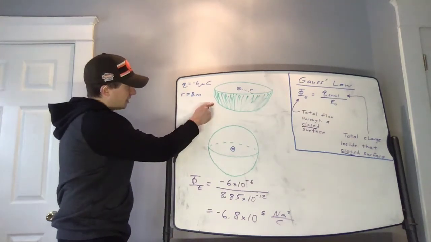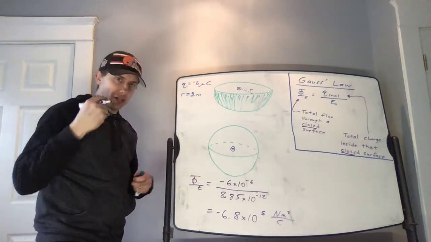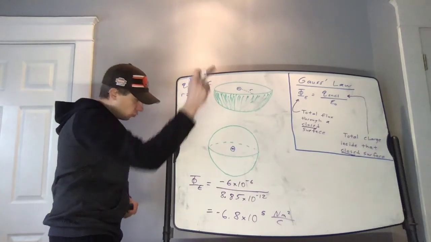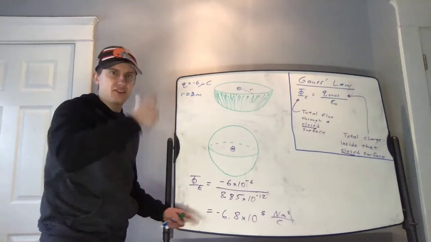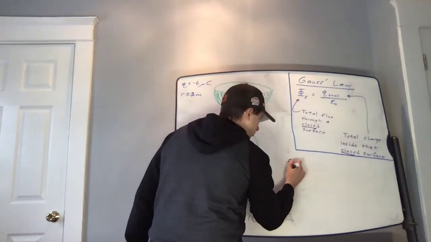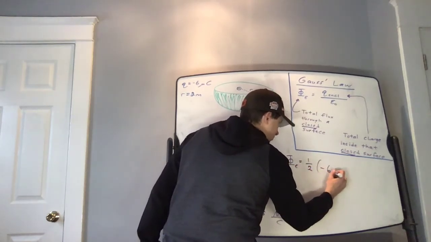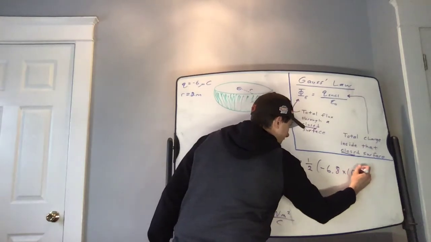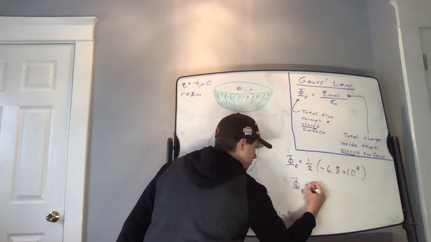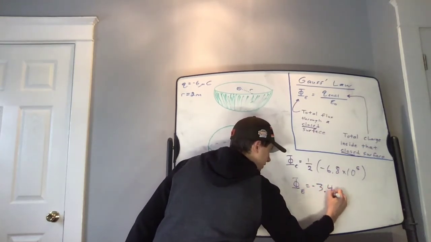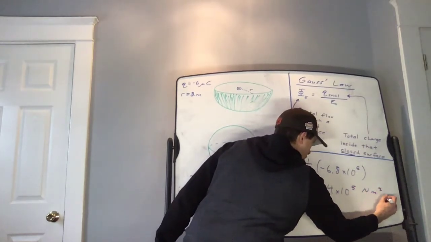Therefore, because the bowl is identical to the southern hemisphere, I could say the total amount of electric flux that passes through the bowl will be equal to half of the total electric flux that passes through the sphere. So I could say the total electric flux that passes through the bowl is going to be 1/2 of -6.8 times 10 to the 5. And so I will get the total electric flux through the bowl is going to be -3.4 times 10 to the 5 Newton meters squared per coulomb.